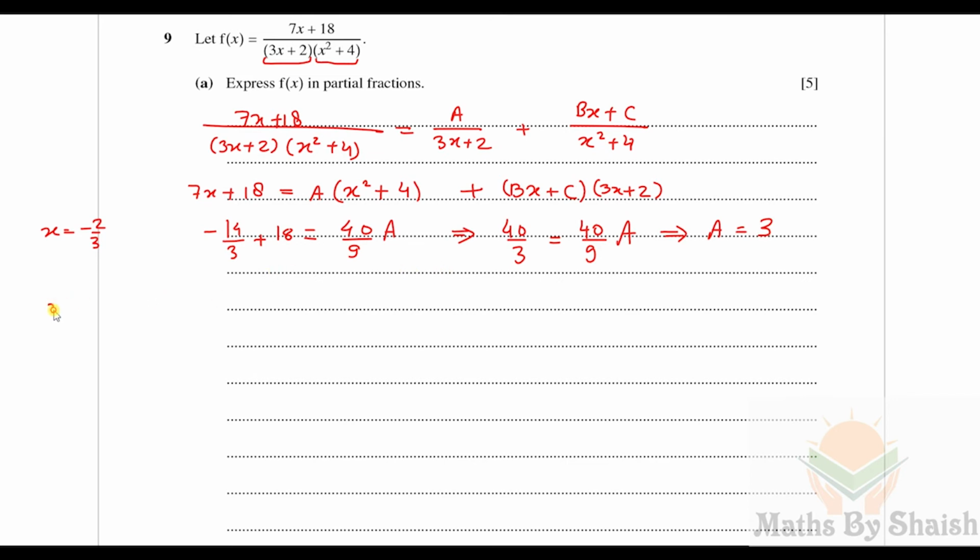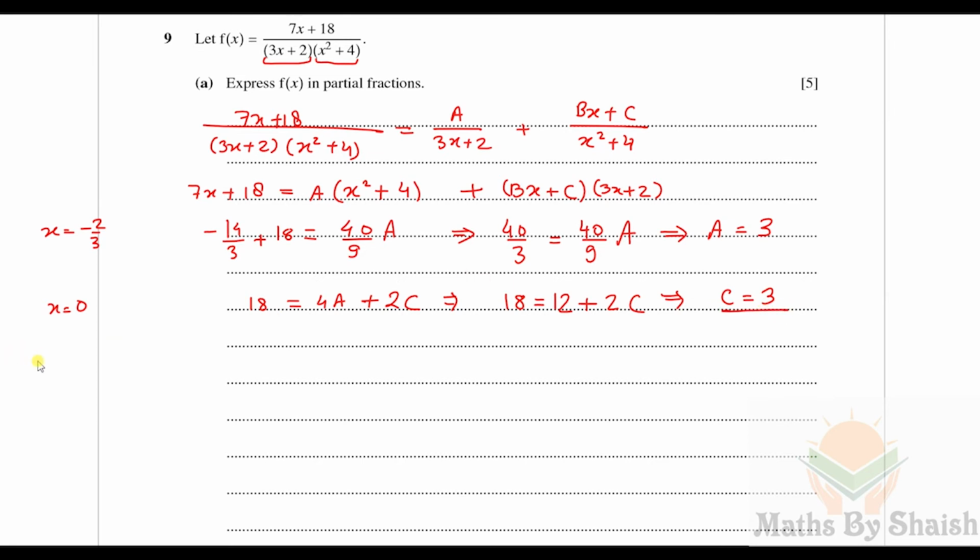Now for the next one we cannot get this 0, so we can put any value. I'll put x as 0 first. Then it becomes 18 equal to 4a, and here bx means b times 0, then 3 times 2c into 2, which is going to be 2c. So 18 is equal to, a is 3, so 4 times 3 is 12, plus 2c, and hence 18 minus 12 is 6, divided by 2 is 3, so c is equal to 3.